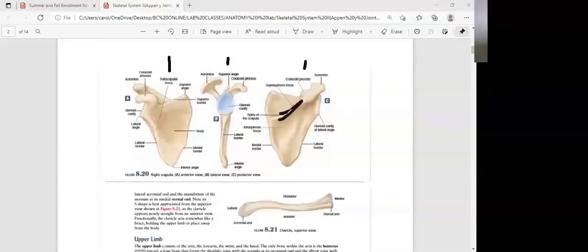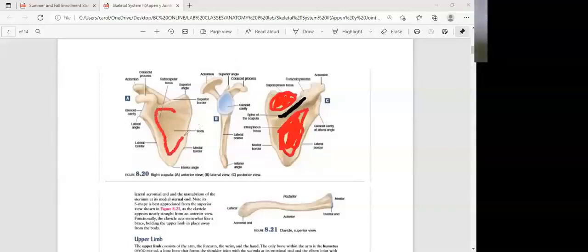This large part is the spine. The top of your spine is the acromion. This top part right here is the suprascapular fossa, and this one is going to be the infrascapular fossa. In the anterior view, you have this one right here. This is going to be the subscapular fossa. This acromion right here is this acromion right here, but this is the lateral view.